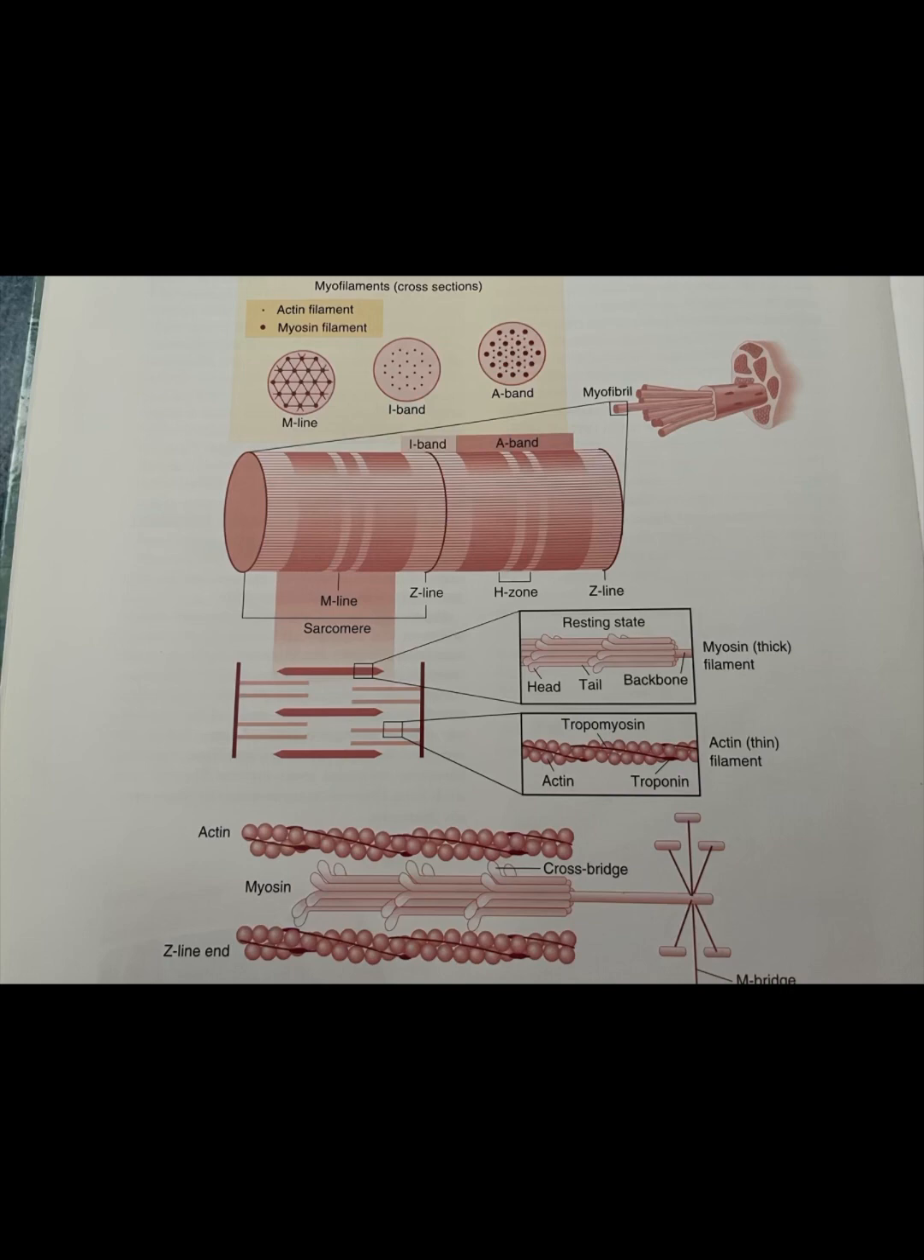Adjacent myosin filaments anchor to each other at the M bridge, at the center of the sarcomere, the center of the H zone. Actin filaments are aligned at both ends of the sarcomere and are anchored at the Z line. Z lines are repeated throughout the entire myofibril. Six actin filaments surround each myosin filament, and each actin filament is surrounded by three myosin filaments.